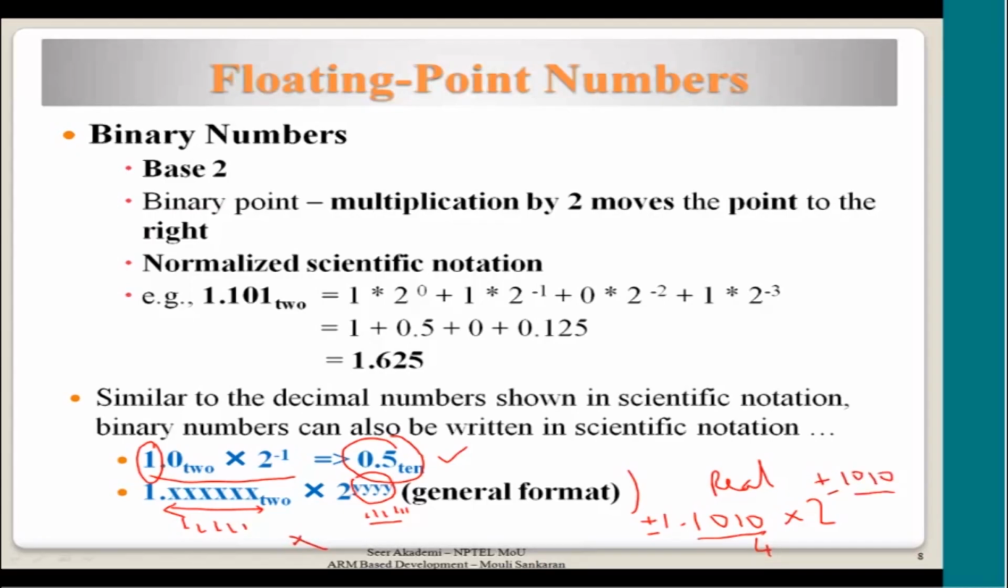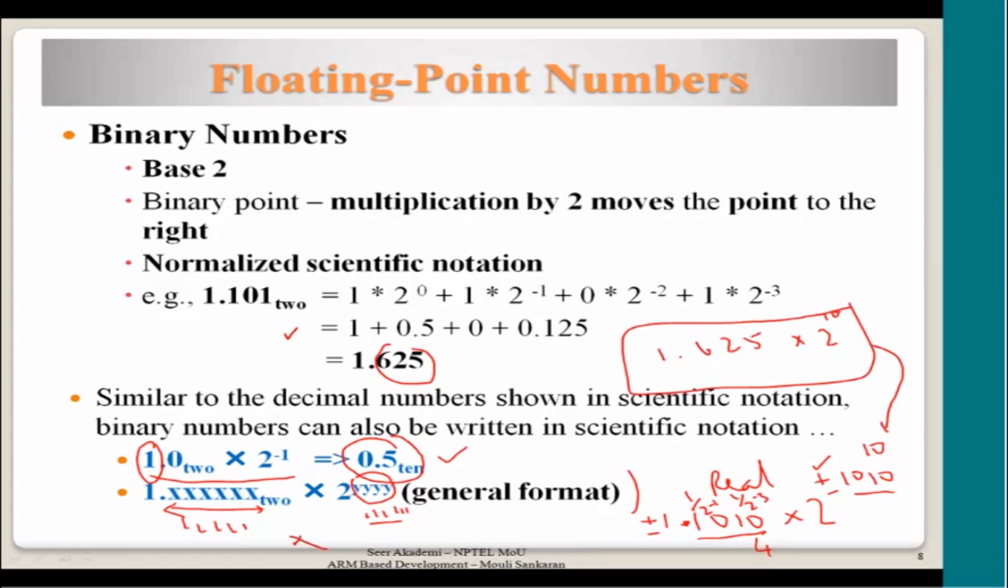Suppose I convert this, because after the point you will say this is 2 power minus 1, this is 2 power minus 3. So you will add up, and it is equivalent to this number, right, 625. But what do I multiply it with? Suppose I chose a plus, this is an unsigned number, then what is the equivalent of this? 8 plus 2, 10. So 2 power 10. So 1.625 into 2 power 10. This is the equivalent binary decimal value represented by this number.